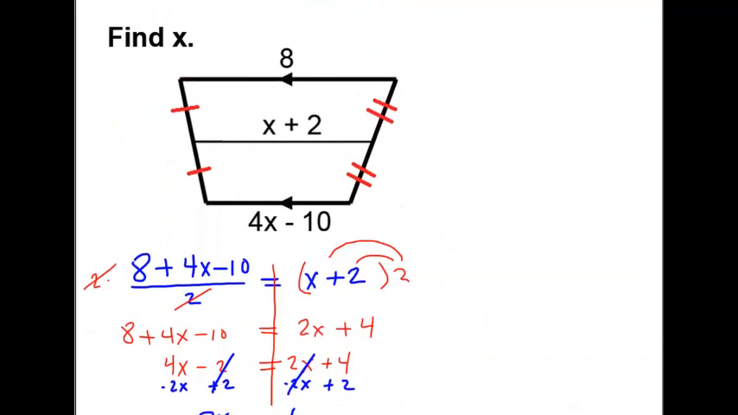Coming back up, what were we supposed to find? Oh, we're supposed to find x. Let's plug it in. So x is 3. That makes this mid-segment 5. And 3 times 4 is 12. 12 minus 10, that makes this mid-segment 2. Does it work out? Looks like that goes down by 3, and that goes down by 3. I'm liking it. So x is 3, final answer.